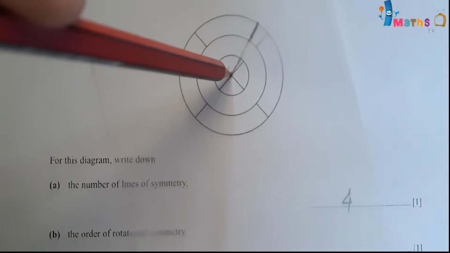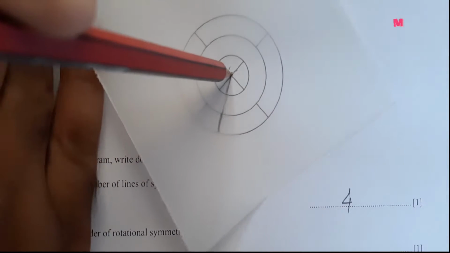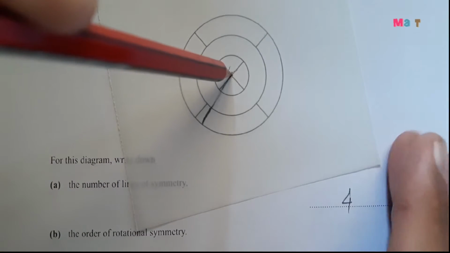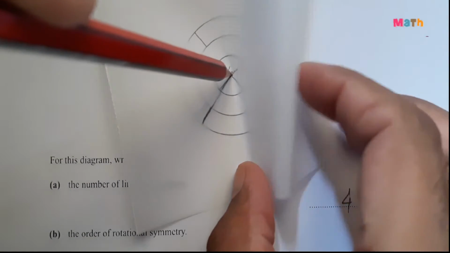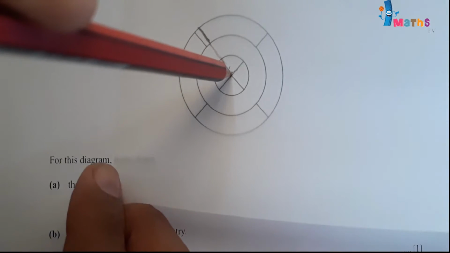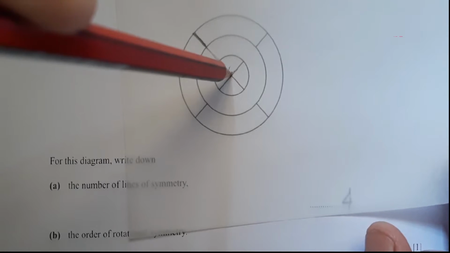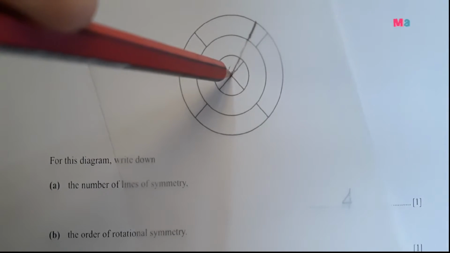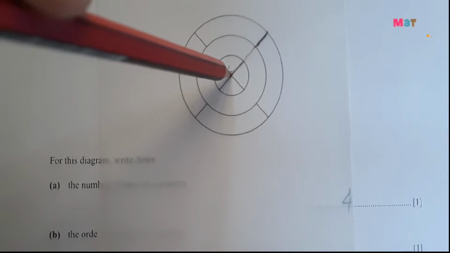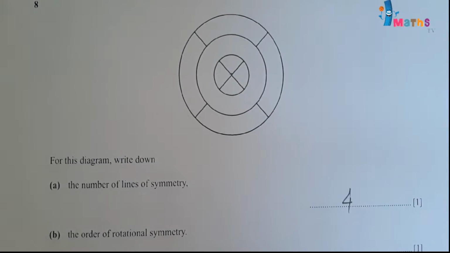Again, starting from this point, 1, 2 will be here, then 3 and 4. So total 4 positions of symmetry. So the order of rotational symmetry is 4.